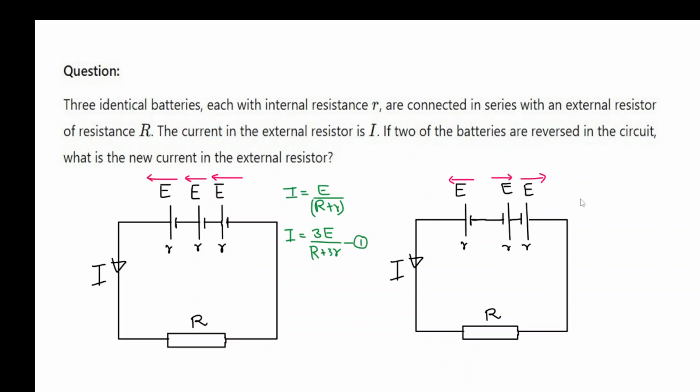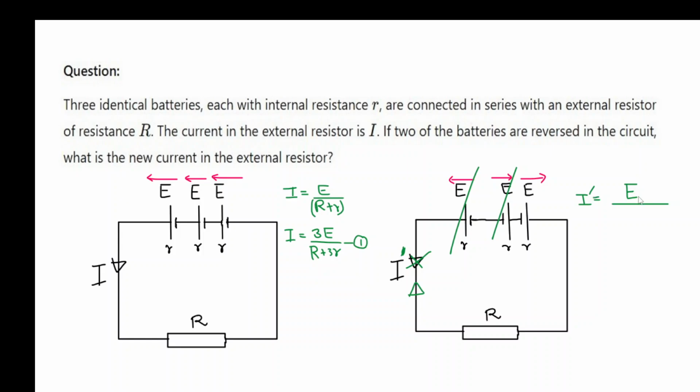Now let's do the same thing for this one. In this one, let's call the current I dash. It's a different current, I dash. So I dash is equal to E. Now this first one is pushing that way, the other two are pushing the other way. So these two literally cancel out, the EMFs. So the only EMF now is that way. The implication of that is the current will now reverse direction. The current will go the other way. Why? Because these two cancel out, and the other one is now pushing the opposite direction.